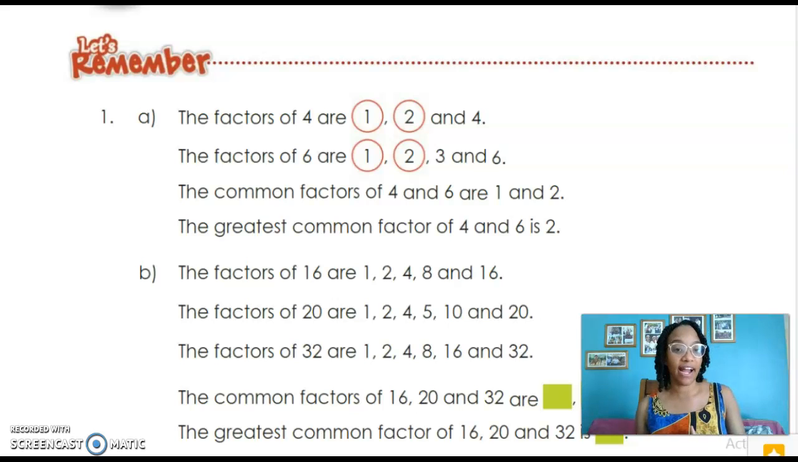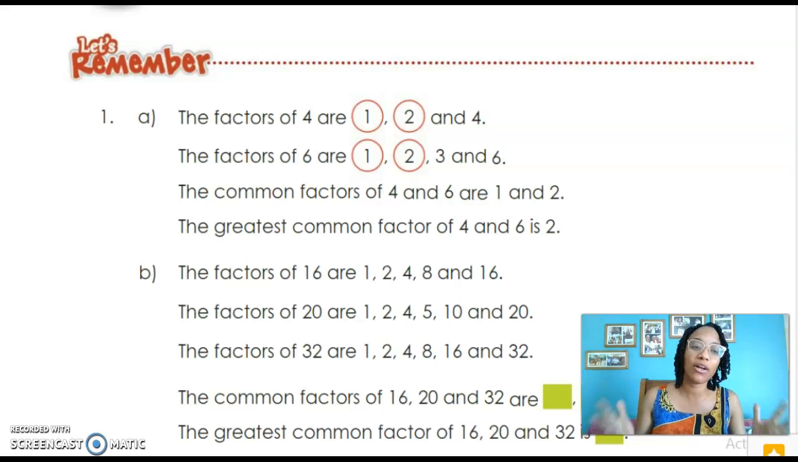The common factors of 4 and 6 are 1 and 2. Those are numbers that are factors of 4 and factors of 6. That's why we call them common. The greatest common factor of 4 and 6 is 2. And that's because 2 is bigger than 1. Or, like we say in math terms, 2 is greater than 1.